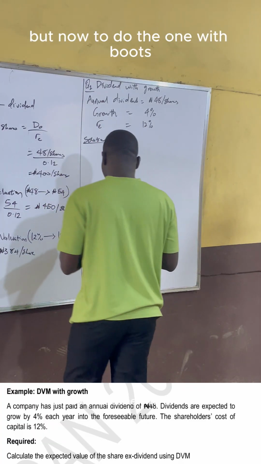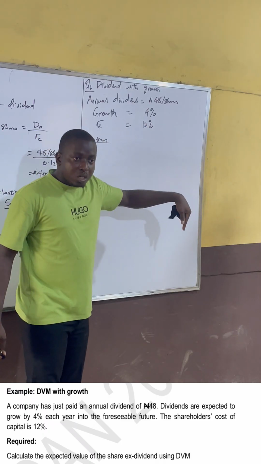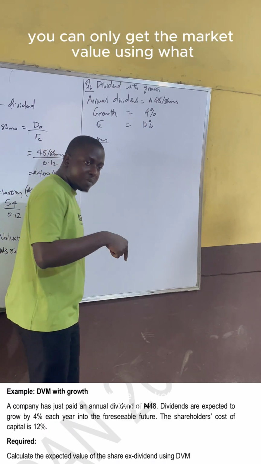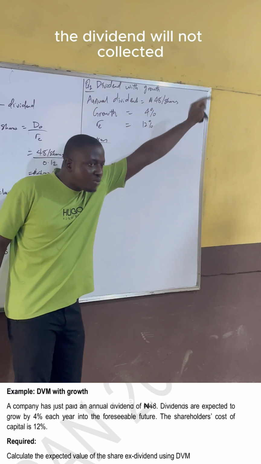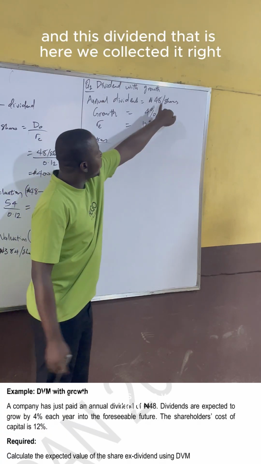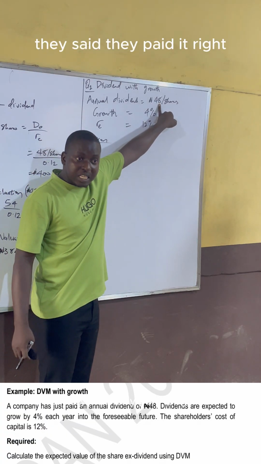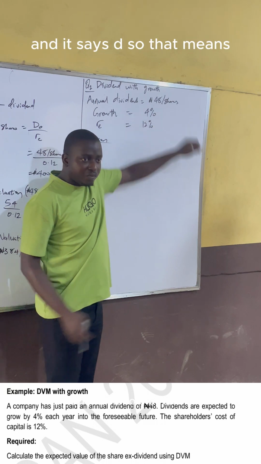But now, to do the one with growth, you can only get the present market value using what? The dividend we've not collected. And the dividend that is here, we've collected it, right? They say they paid it, right? And it's XD.